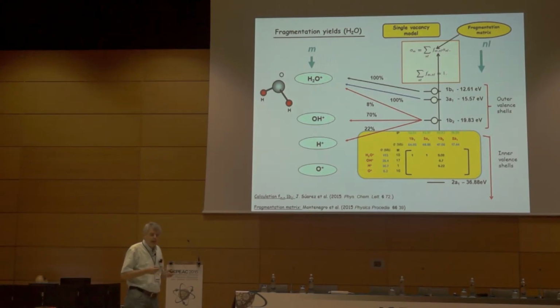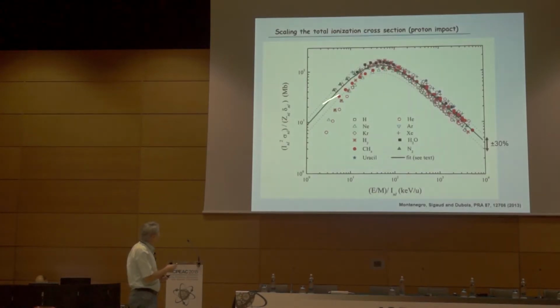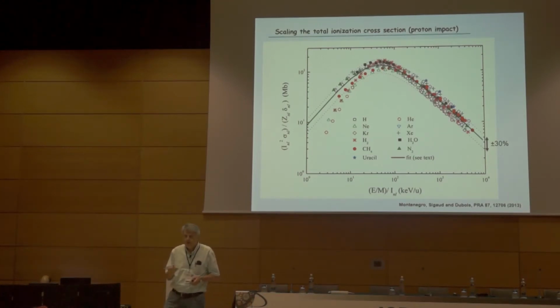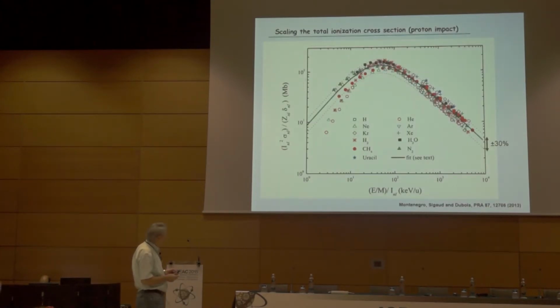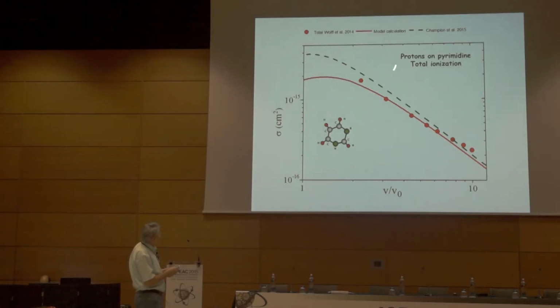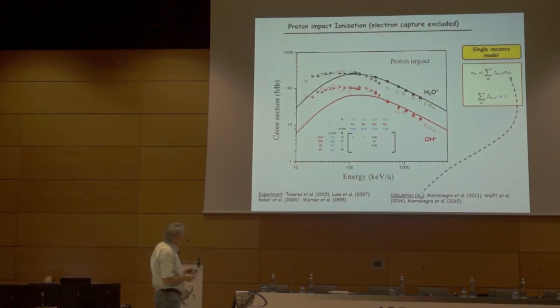But because I want to apply this to several molecules, I am using a semi-empirical scaling that works from hydrogen to uracil or anything, but this is not really important. In fact, this is just a guide. We do need much better calculations for that, but I'm using this because I don't have another one. And here is a comparison of this scaling with the calculation from Champion and co-workers for pyrimidine to show that it works. It's not perfect. It works reasonably.